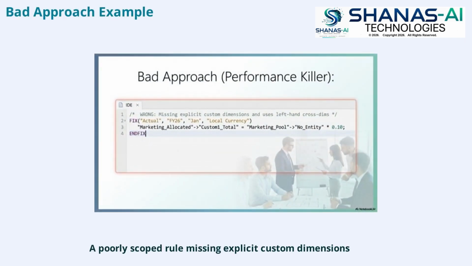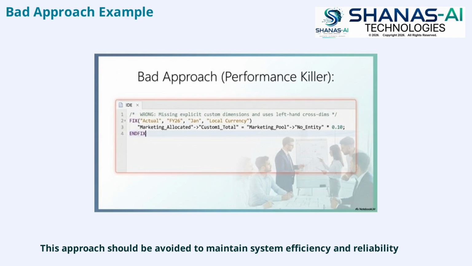A poorly scoped rule, missing explicit custom dimensions, and using left-hand cross-dimensional references can severely degrade performance. For example, placing calculations without narrowing the fixed statement leads to block explosion and slow execution. This approach should be avoided to maintain system efficiency and reliability.